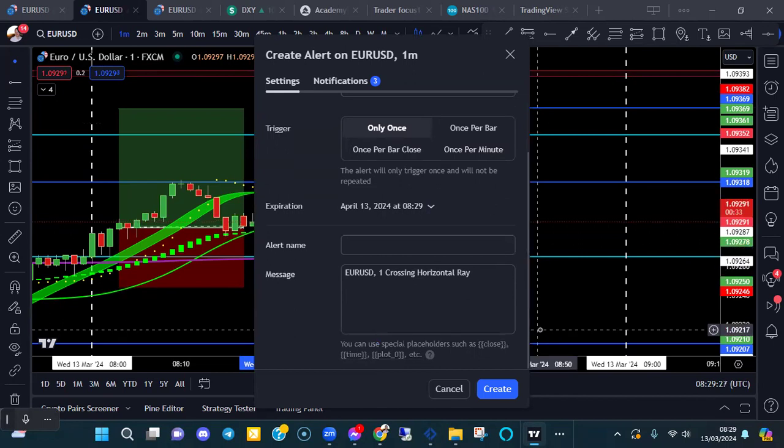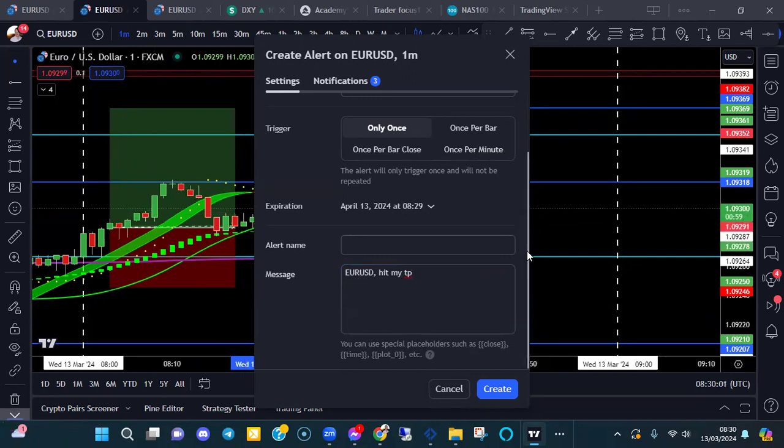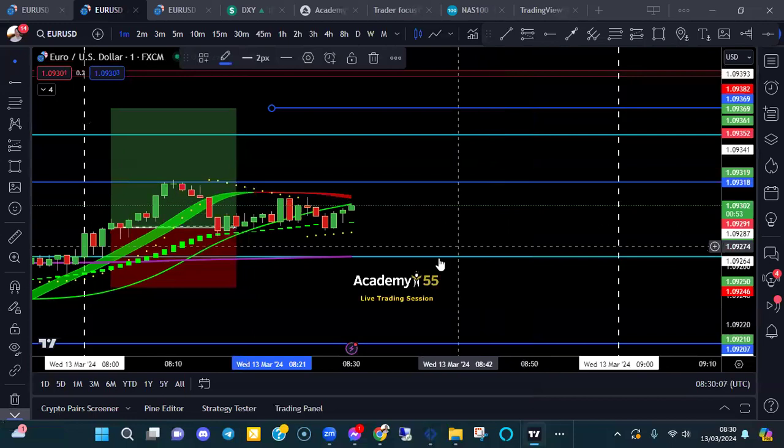If you don't want to be at your screen, but you still want to know what's going on, there are several ways you can do this. You could download MT4 for your mobile phone, and you can write anything you want here. EURUSD, hit my TP, and then create the alert, and you can get it to give you an email or a pop-up or whatever you want. So that's one way you can do that.